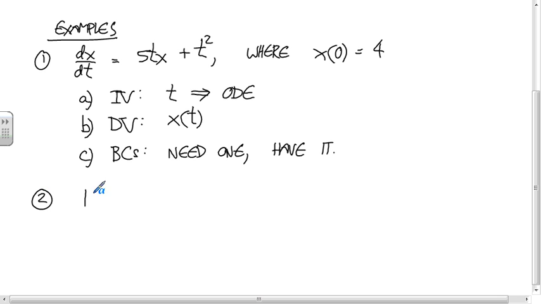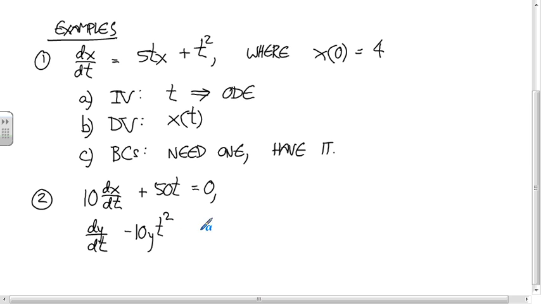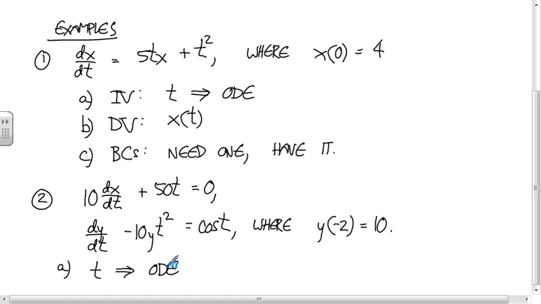Here's a second example. 10 dx/dt plus 50t is equal to 0, and dy/dt minus 10yt squared is equal to cosine of t, where y of -2 is equal to 10. Okay, so first, the independent variables. The only derivatives we have are with respect to time, and they're complete derivatives. So the only independent variable is time, and that means this is an ODE. So that's good news for us.